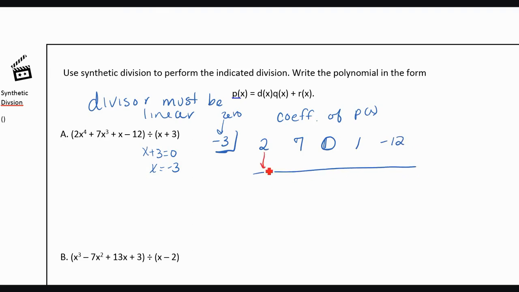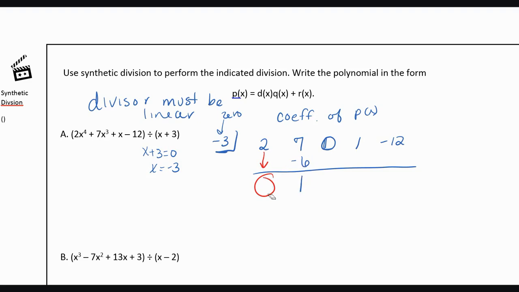Now, here's how synthetic division works. We always bring down the first number. Okay, then we take that number and we multiply it by what's in the box, and we put that product under the next number. So 2 times negative 3 is negative 6. We're going to put that under the 7. And then you always add going down. So adding going down, we would get 1.